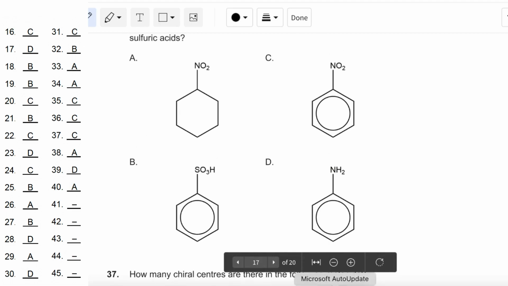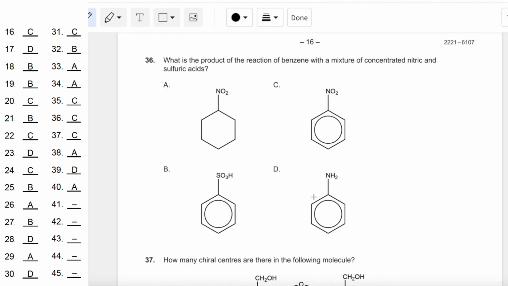Number 36. What is the product of the reaction of benzene with a mixture of concentrated nitric and sulfuric acid? Benzene nitration is a very unique reaction, very easy for you guys to remember. So it will definitely produce NO2.